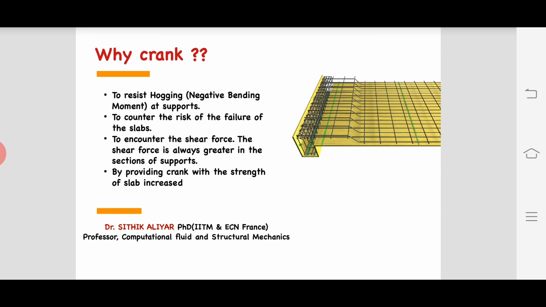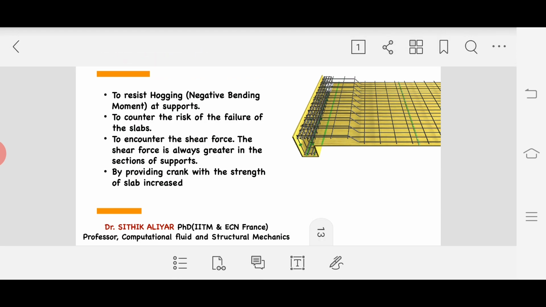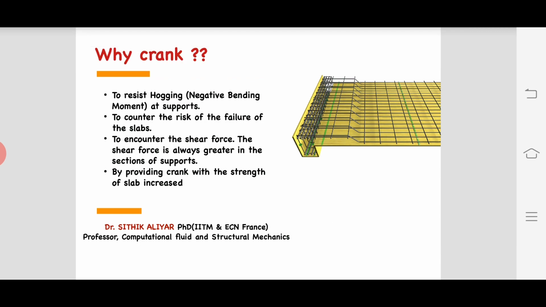Slab sagging at the mid strip is okay, because you have to provide the tension at the bottom, so you will provide the reinforcement at the bottom. When the slab is coming towards the beam, there will be a negative bending moment, so you have to provide the reinforcement at the top also. That is why we are doing the crank at the supports.